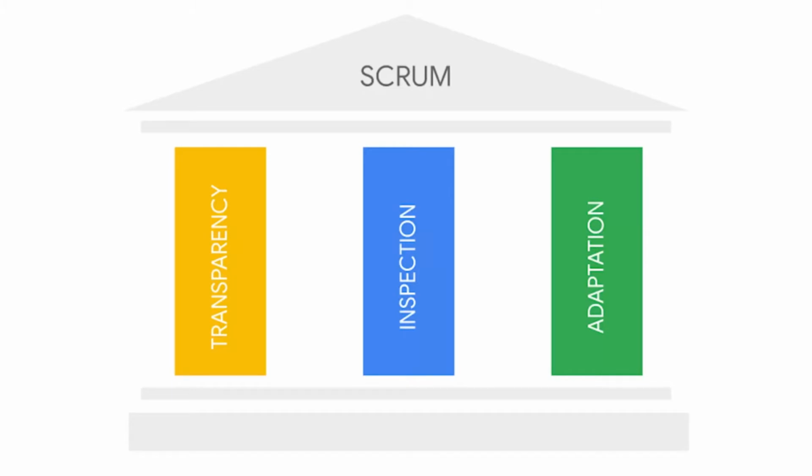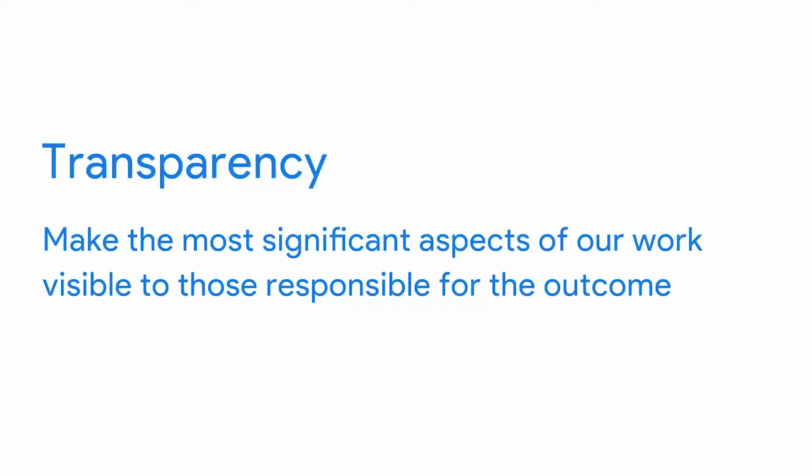Empiricism is built on 3 foundational pillars. Those pillars are transparency, inspection, and adaptation. And they're also the 3 pillars of Scrum. First, there's transparency. Transparency means that we make the most significant aspects of our work visible to those responsible for the outcome. Everyone must be transparent.